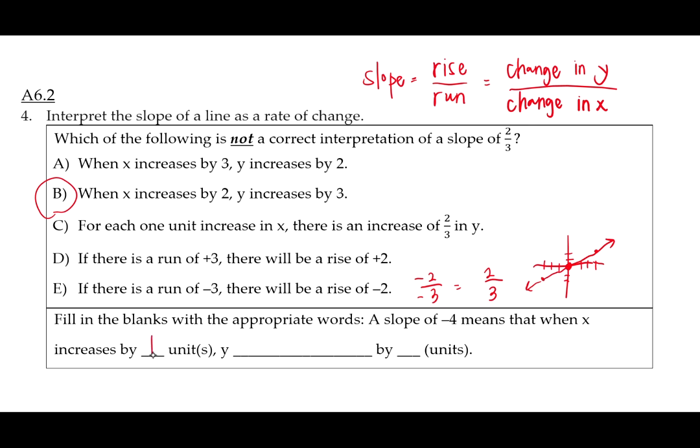So when x increases by 1 unit, y, now our slope here is -4. I can write this as -4 divided by 1. So when my x increases by 1, my y decreases because the slope is negative by 4 units.